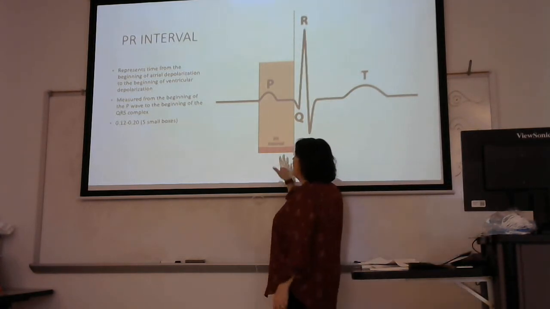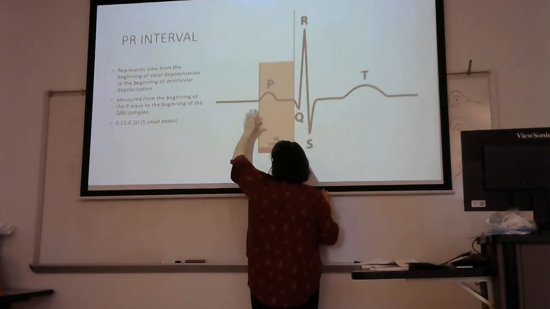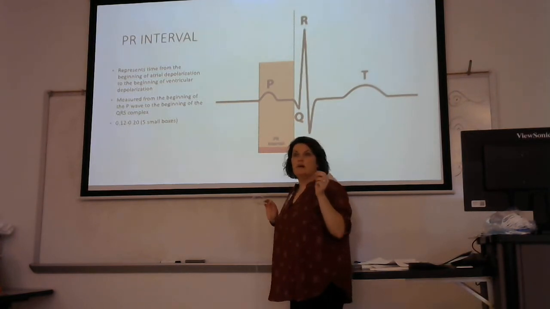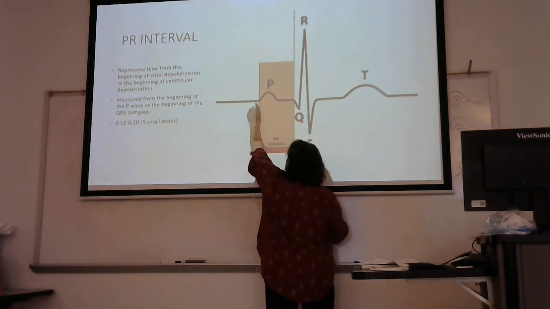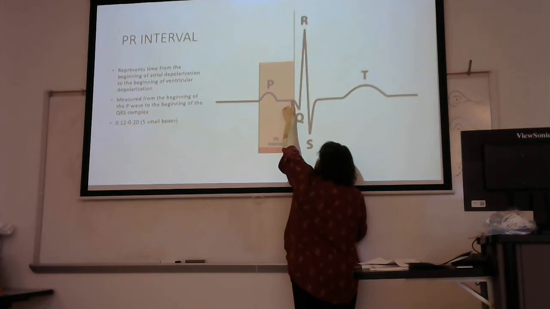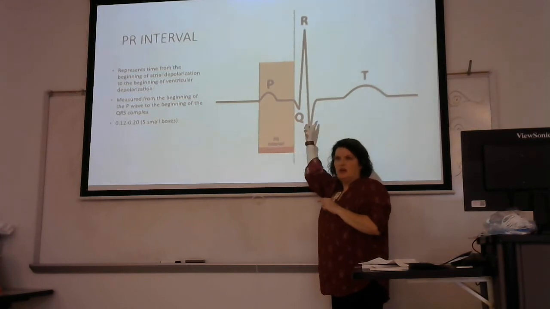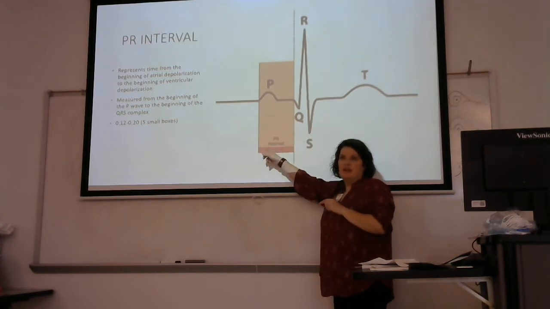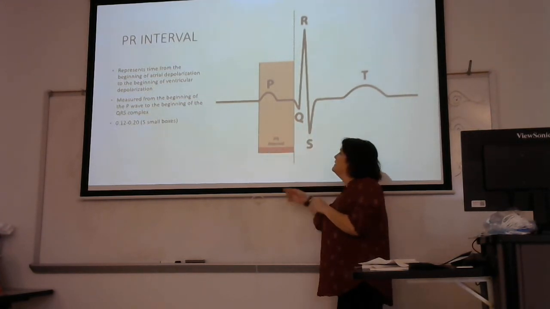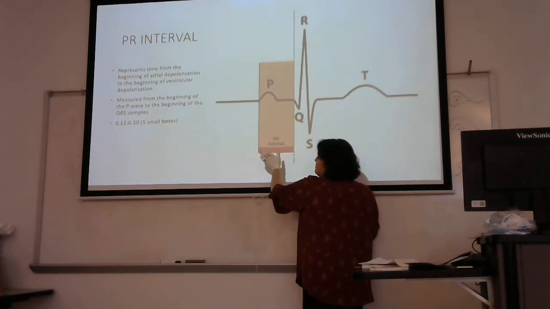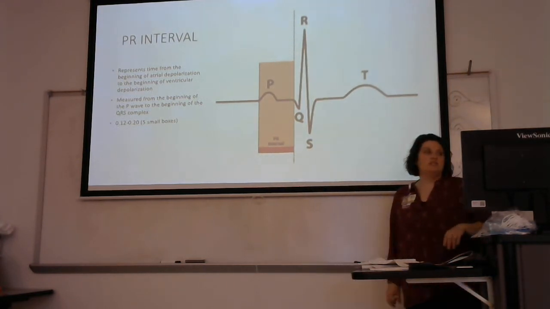So, as I have right here, this is baseline. I feel like we're all pretty good with baseline, right? We're all good with baseline? Okay, here's baseline. Right here, where it starts to come up, that's the beginning of your P. So you measure from the beginning of your P to the beginning of your QRS complex, which is right here, the beginning of your Q. Sometimes the name could be a little misleading because you're not going all the way to the R, you're going to the beginning. Okay? But this area right here should be between 0.12 and 0.20.